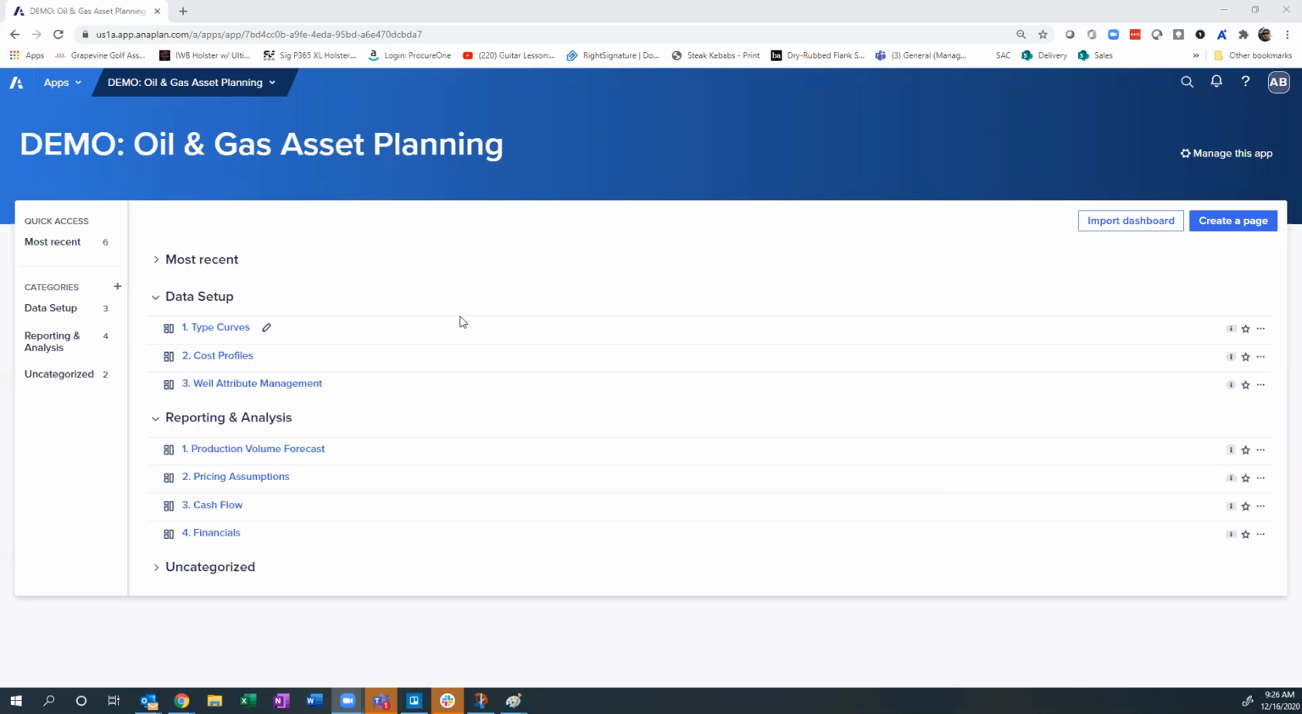So what we're going to show you today is a quick view of some of the data that we use to derive the operational forecast that results in a full financial forecast, including cash flow and an overview of the income statement. So the key data elements that we use in this solution include type curves, cost profiles, and well attributes. So we'll look at these quickly.